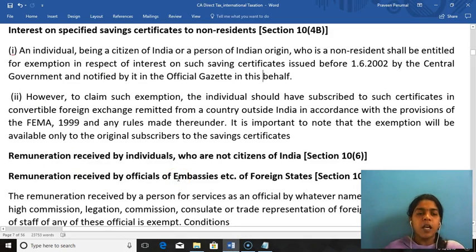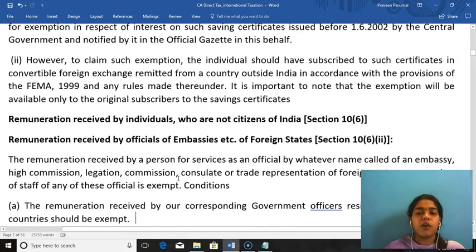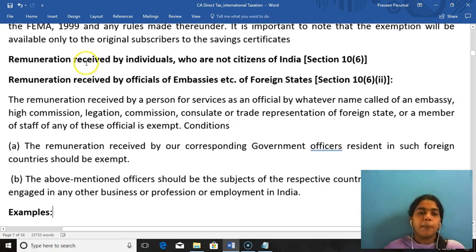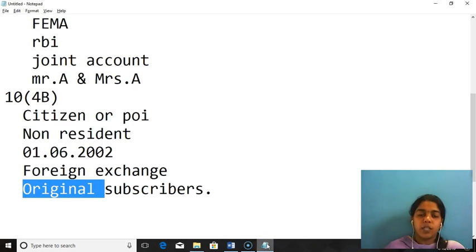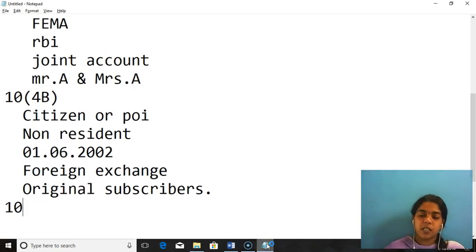Next, remuneration received by individuals who are not citizens of India. So remuneration is received by individuals and they are not citizens of this country. Here you note the usage of the word citizen. It should have been received by the individual, and the individual is not a citizen of India. So which section is it? 10 subsection 6. So the next is 10 subsection 6. It talks about the remuneration received by individuals who are not citizens of this country.